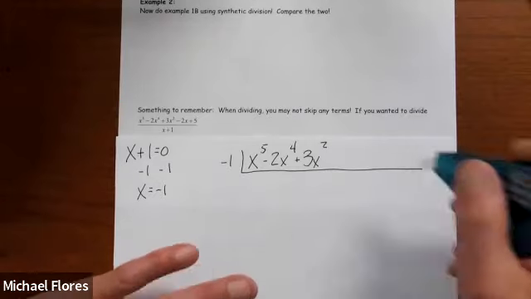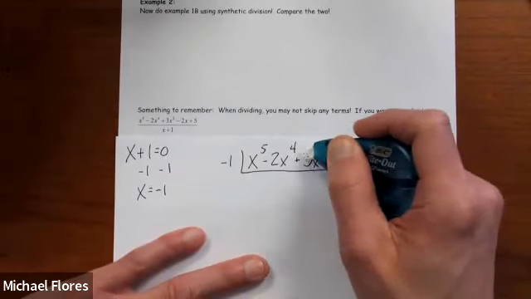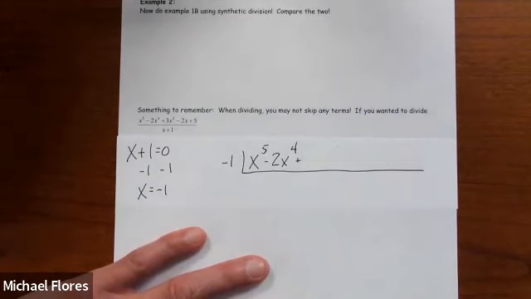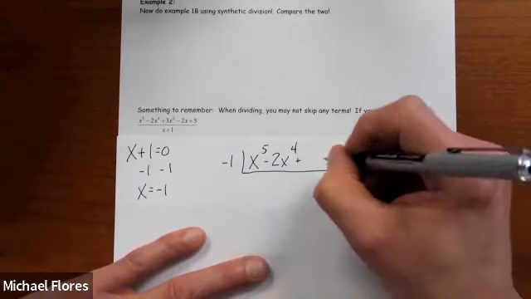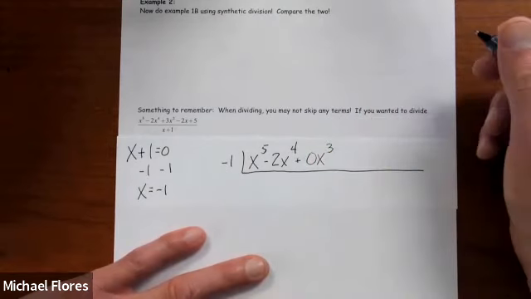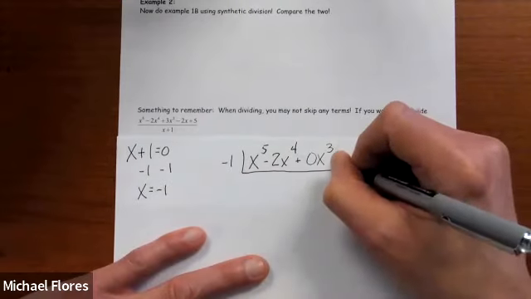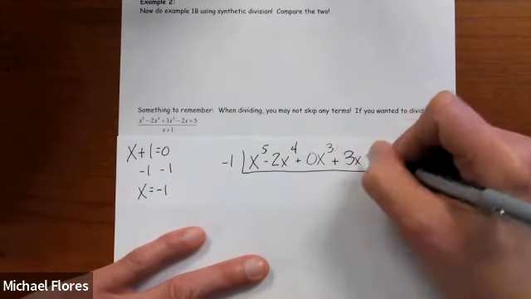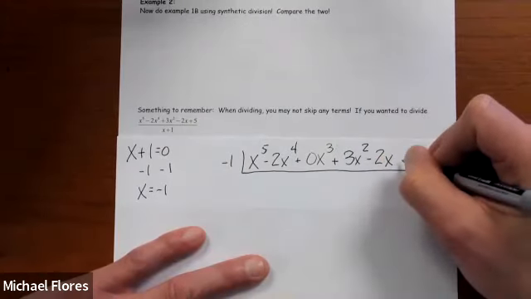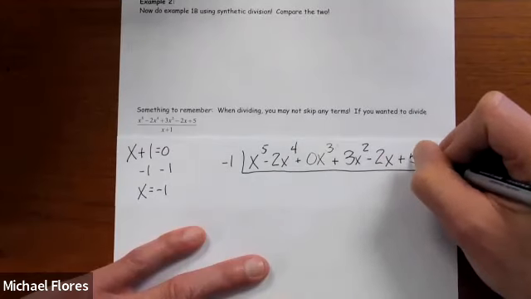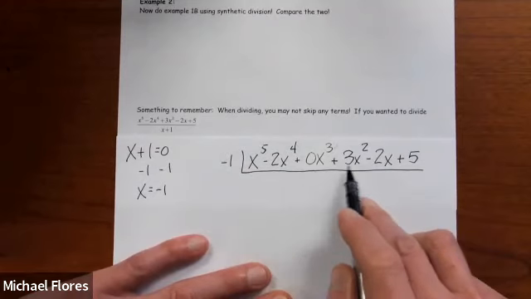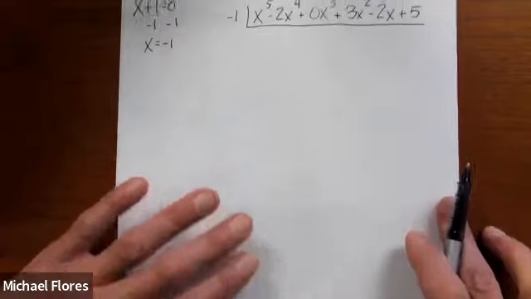I said I need a cube, and they didn't give us the cube, did they? We have a 5th power, we have a 4th power. They did not provide us with a 3rd power. So we need to do 0x cubed. Now, I need a squared term after that, plus 3x squared. I need an x term, minus 2x, and then I need my constant, plus 5. Now let me double check one more time, make sure I did that right. Good. And now we are ready to begin solving.